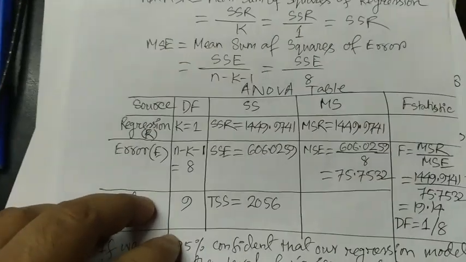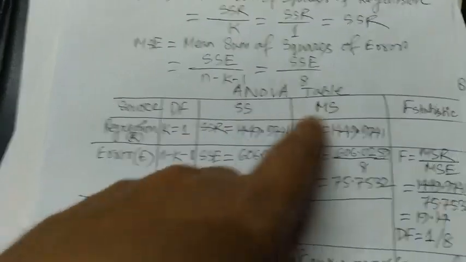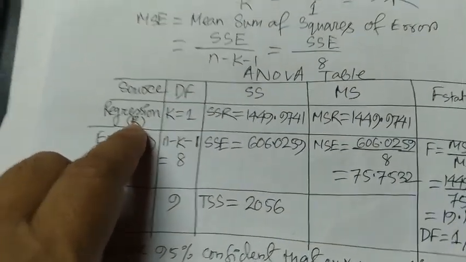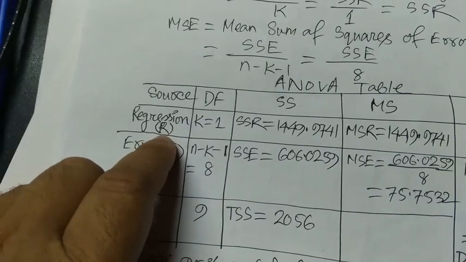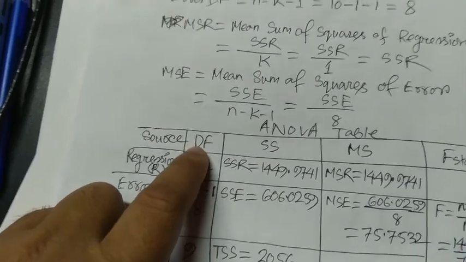Right. So now we will move to the ANOVA table. This is the ANOVA table. Here, this ANOVA table looks like this one. So first of all, source. The first source is regression. The short form of regression is R. This is degrees of freedom.